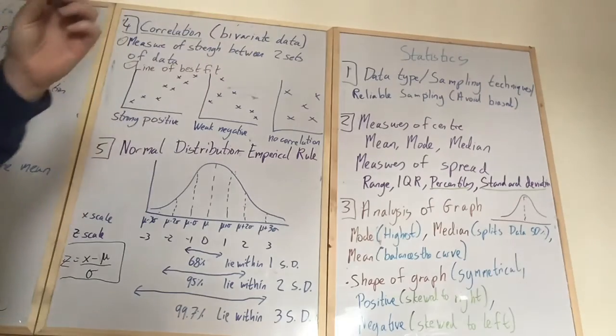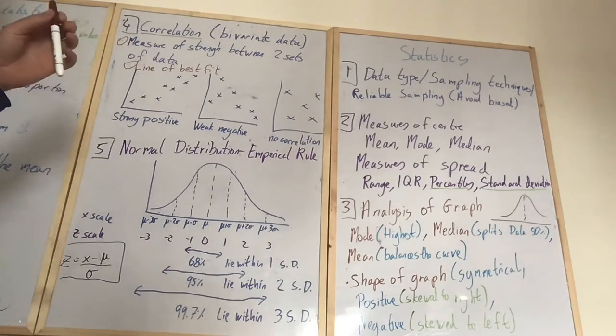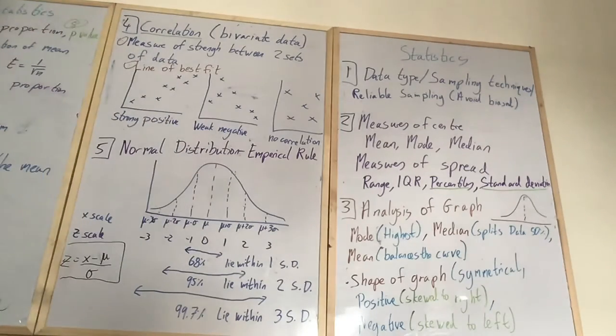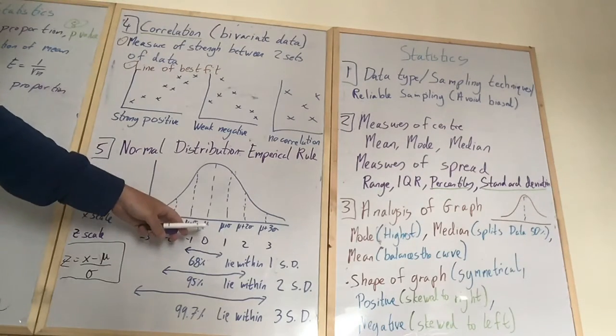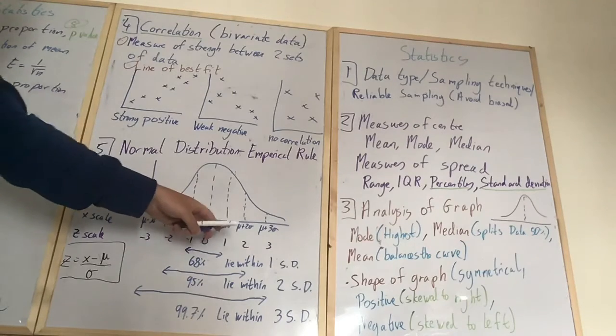Then the last thing we're going to look at in statistics, before we look at inferential statistics, is normal distribution and the empirical rule. As you can see, the bell curve, and we have to know the relationship between them. Just to let you know, the symbol mu, which is a U with a line down, is the mean, and the sigma, the O with a line going across, is the standard deviation.